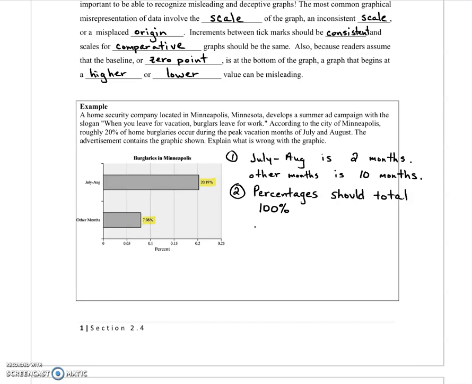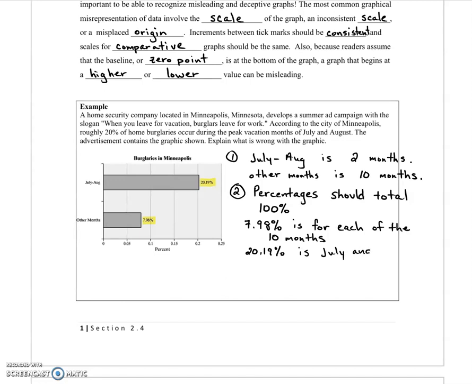And what they've actually done is the 7.98% is for each of those 10 months. But they got that 20.19% is July and August added together.